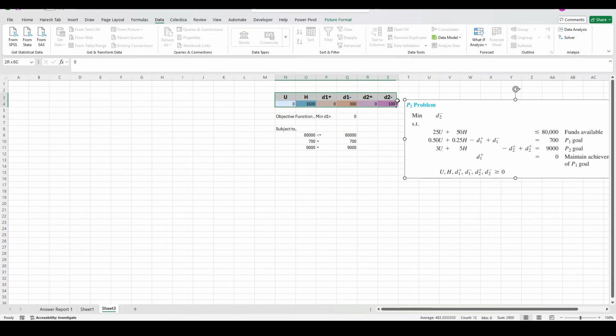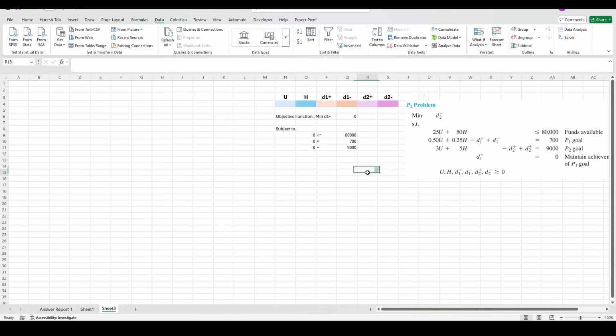I will do the setup for the P2 problem. I will make this 0 again, and here I am going to add d1 plus equal to 0. So I will write one more equation, d1 plus, enter this equal to sign, and I will write 0, right? And this objective function is d2 minus. So this one I will put equal to d2 minus. These three equations will remain the same, right?